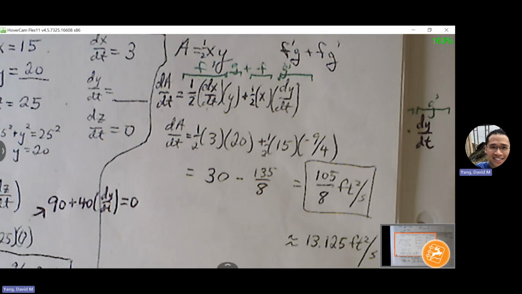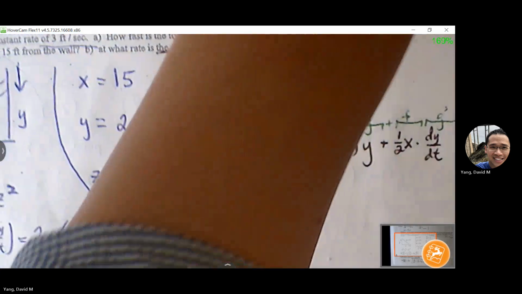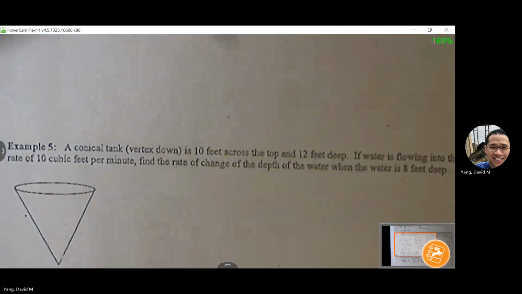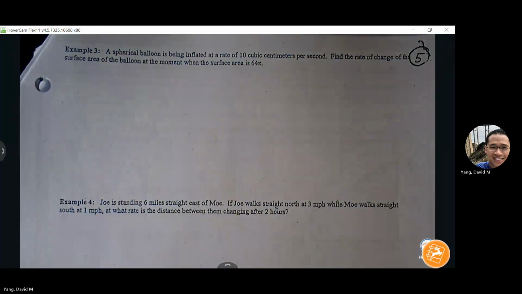Okay, next page, whenever you guys are ready. Okay, anybody still need this page?